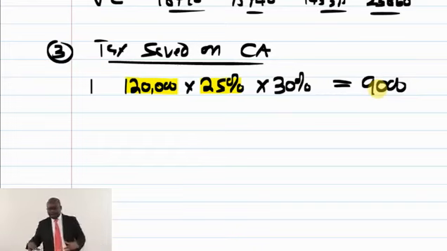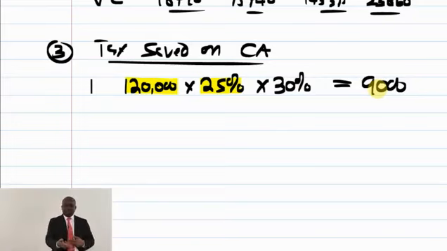I know at that primary school level, you would have done the cost minus the capital allowance. You get the written down value. You apply the 25% again. You get the capital allowance and you multiply by 30%. It's all a waste of time.